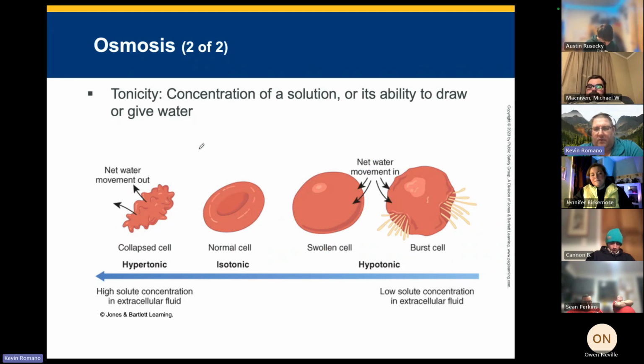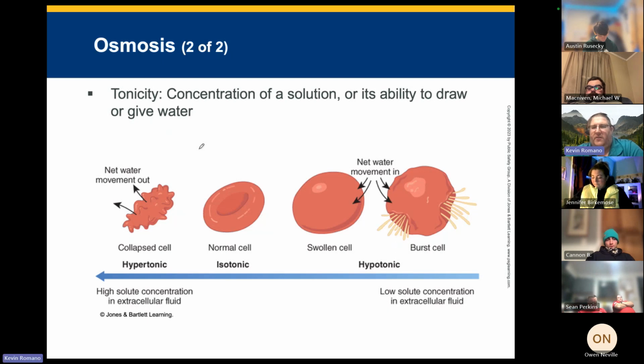So tonicity, as you can see here, is the concentration of a solution or its ability to draw or give water. So a solution with a higher solute concentration compared with another solution is called hypertonic. I was just talking with Mike a few minutes ago about the hypertonic saline, which has a higher solute concentration at 3%. Our normal saline that we're administering currently is 0.9%. We usually use that more for head trauma, but there are other fluids out there as well that help retain more in the body as a hypertonic fluid.